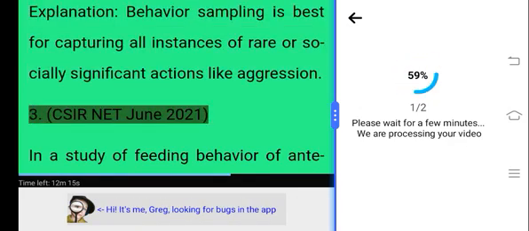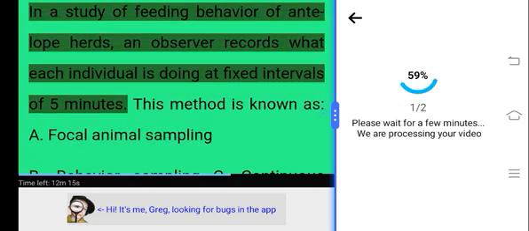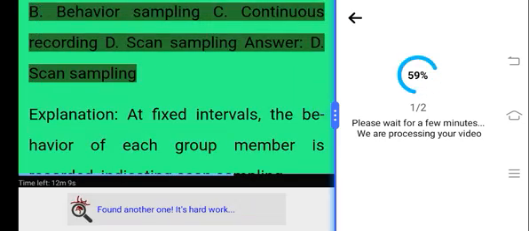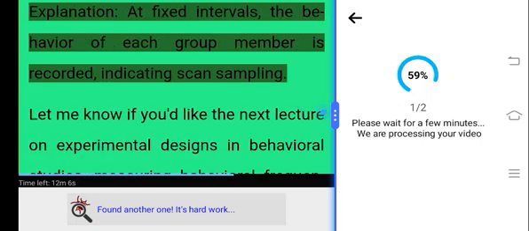3. CSIR NET June 2021. In a study of feeding behavior in herds, an observer records what each individual is doing at fixed intervals of 5 minutes. This method is known as: A, focal animal sampling. B, behavior sampling. C, continuous recording. D, scan sampling. Answer: D, scan sampling. Explanation: at fixed intervals, the behavior of each group member is recorded, indicating scan sampling.